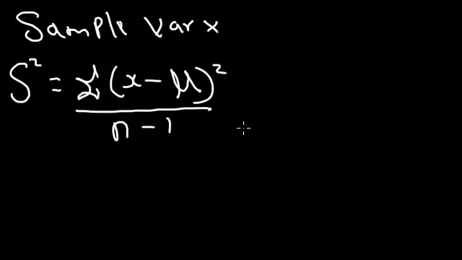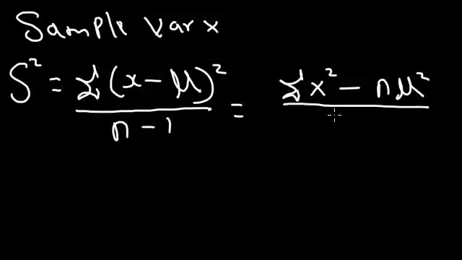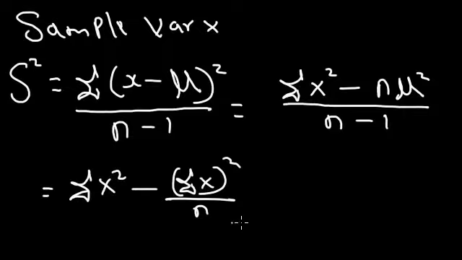Perfect. Now, the next formula is such that it's equal to the summation of x squared, minus n multiplied by mu squared, then entirely divided by n minus 1. Perfect. Now for the third formula, that's equal to the summation of x all squared, minus summation of x all squared divided by n, then entirely divided by n minus 1.